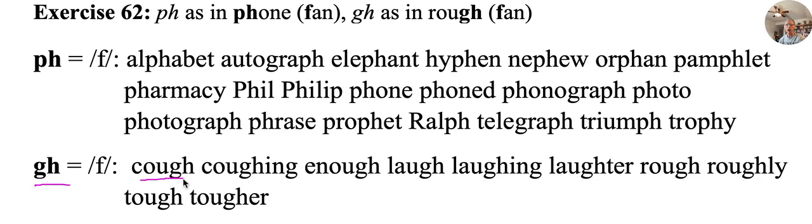The first one is cough. He had a cold, so he had a cough. Coughing is the verb form there. Here is, excuse me, enough. I think we've had enough spelling for today. Next one is laugh. That's a very tricky one right there. Laugh. And the next is laughing. He was laughing at a joke. And then laughter.